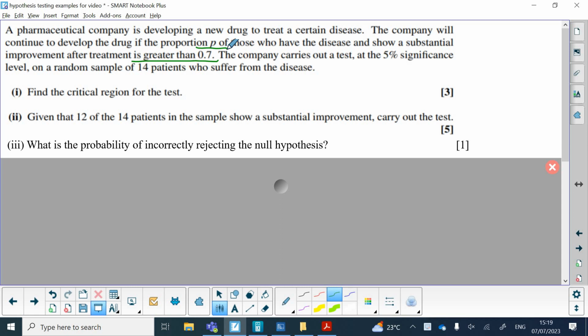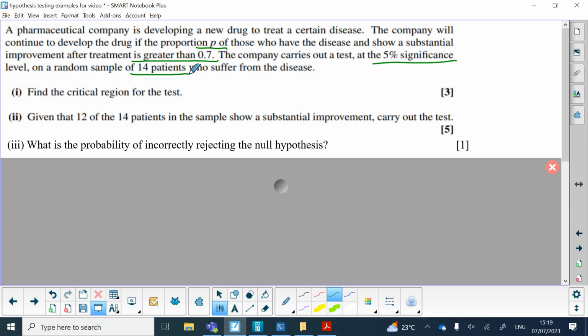The company carries out a test at the 5% significance level on a random sample of, the data is going to be 14 patients who suffer from the disease. So we have to find the critical region for the test. That means we carry out the test up to the point where we would find the probability, and instead we find the critical region.